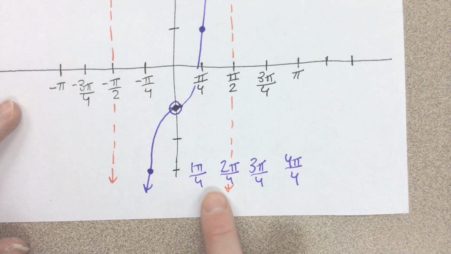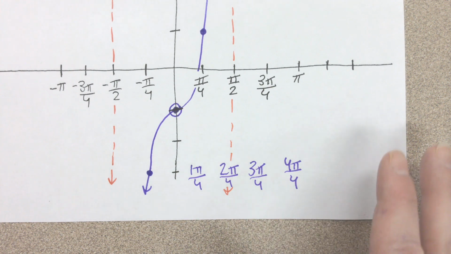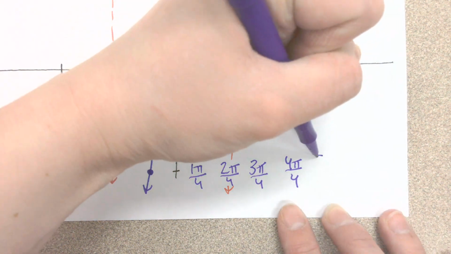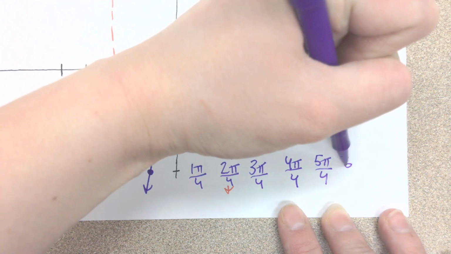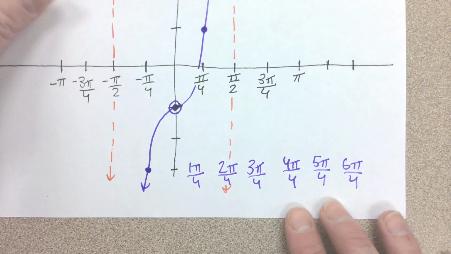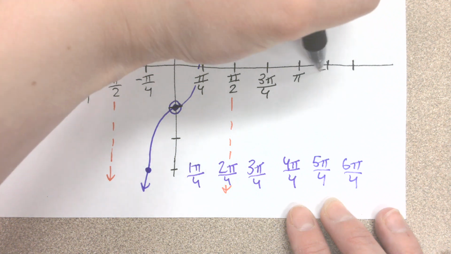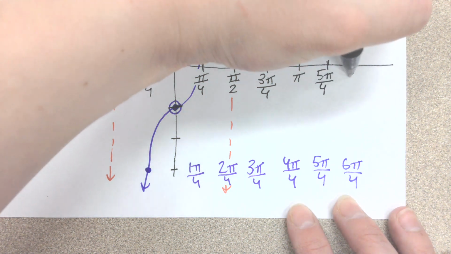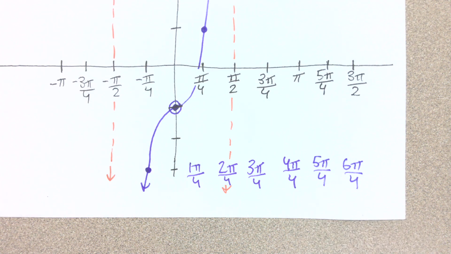And again, this is why I like to write the fractions at the bottom, so when I have to go back and think about this again, it's not hard because I already have my train of thought down here. So I'm going to keep going. 5 pi over 4, 6 pi over 4. Reducing up top, that's still going to be 5 pi over 4. 6 over 4, that's 3 over 2, 3 pi over 2.